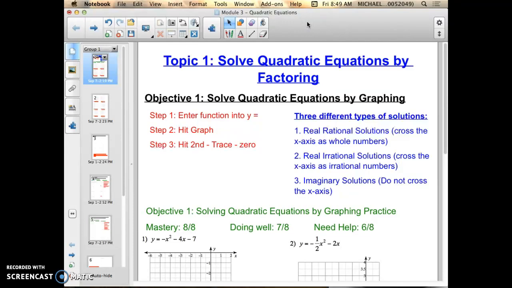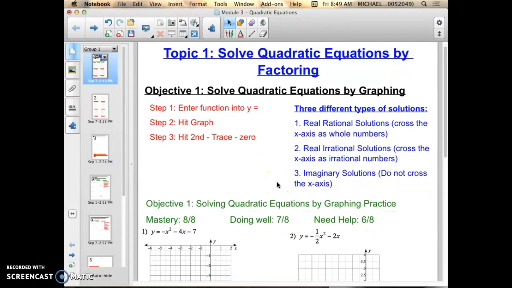All right, and I've included this objective within the factoring. This isn't technically factoring, but it goes hand in hand with factoring, and it's a way to check your work while you're factoring using the calculator. And so this objective, the first one, is to solve quadratic equations by graphing. We just got done graphing, and so hopefully these types of images, the parabolas, will look familiar to you.